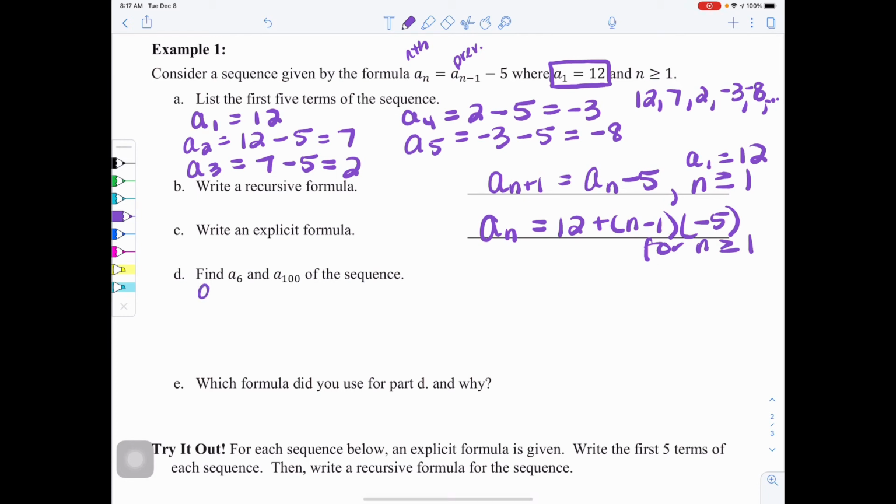So I'm going to use the recursive formula of a sub n plus 1 equals a sub n minus 5, because then I know the sixth term is going to be the fifth term minus 5. So the sixth term is a sub 5, if I go up and look, was -8 minus 5. So now I know a sub 6 is -13.